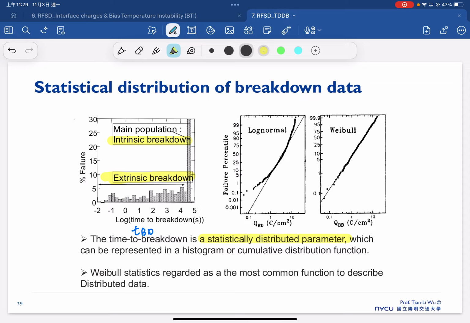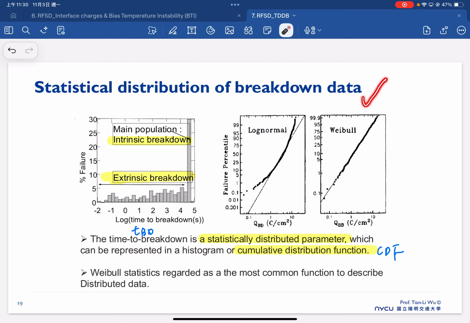Statistically distributing parameter, which can be represented in the histogram or the cumulative distribution function, CDF. Now you probably start to understand why, several weeks ago, we spent quite a lot of time to talk about CDF, because in most cases, when we read the semiconductor literature or real documents coming from reliability data, nobody will explain why we have to use the CDF. They just show the CDF plot like the right hand side here.